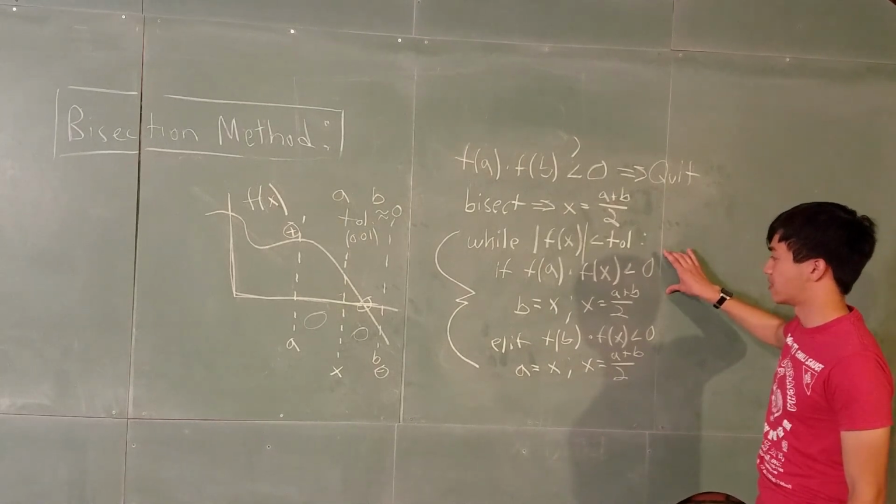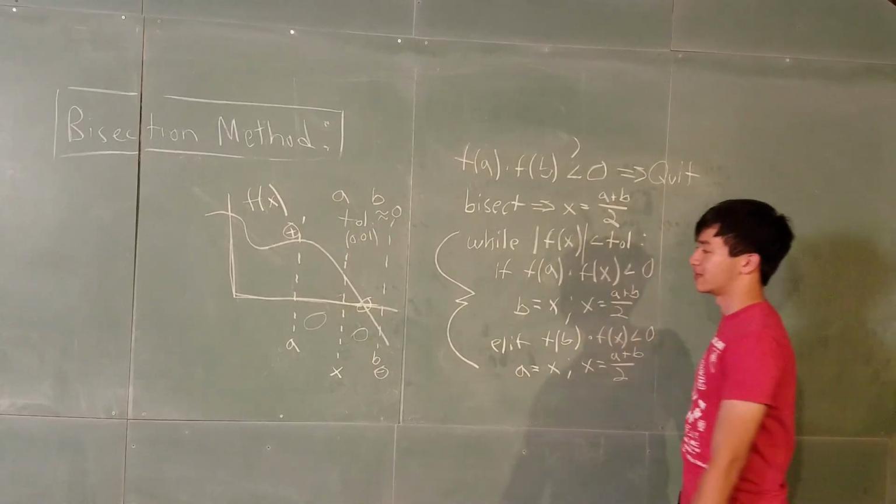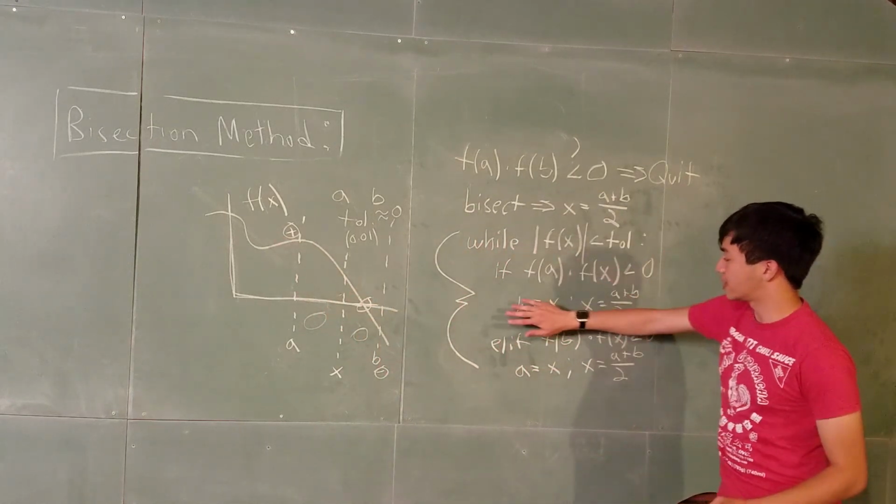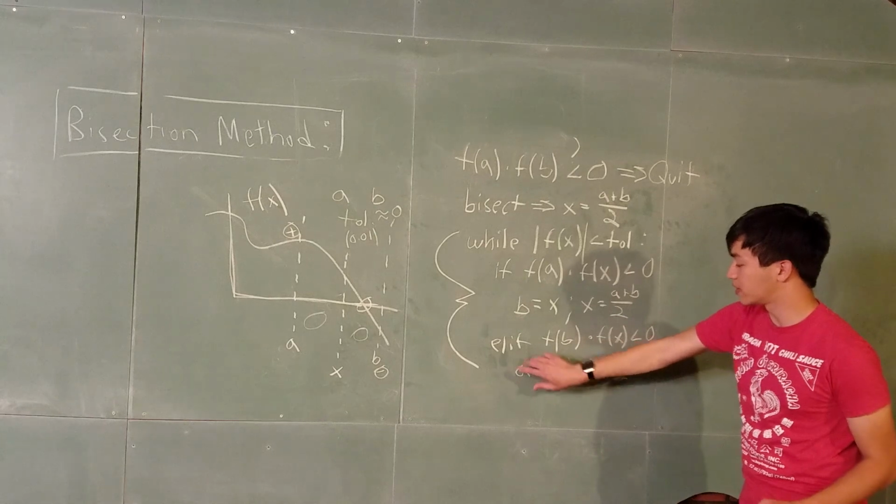So then we check the left half of the interval. Is f of a times f of x less than 0? F of a is positive, f of x is positive, so nope. We're going to skip this and then skip the line underneath it. Then we move to this else if.